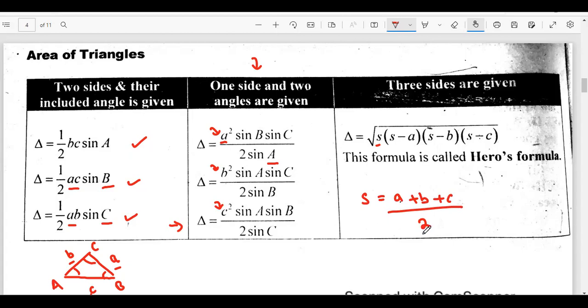It is half the perimeter. Under the root, S into S minus A, S minus B, S minus C, and this is going to give you the area. We call it Hero's formula. You will see a question about it, so please remember that.